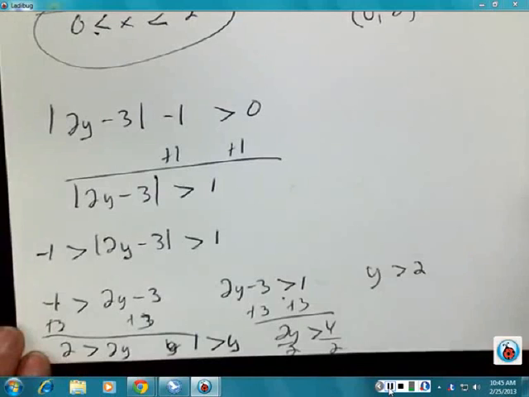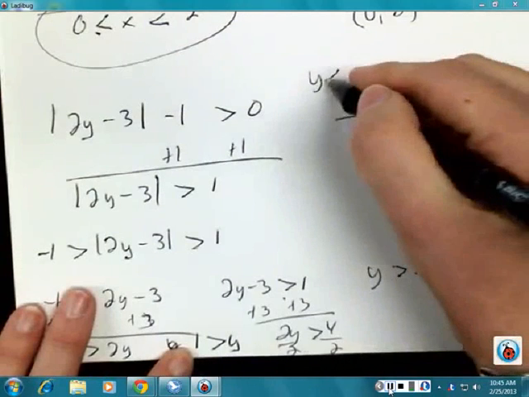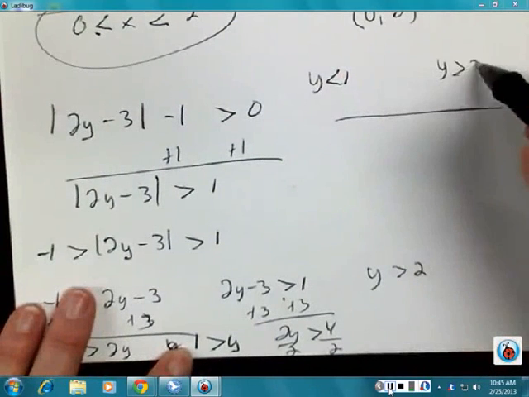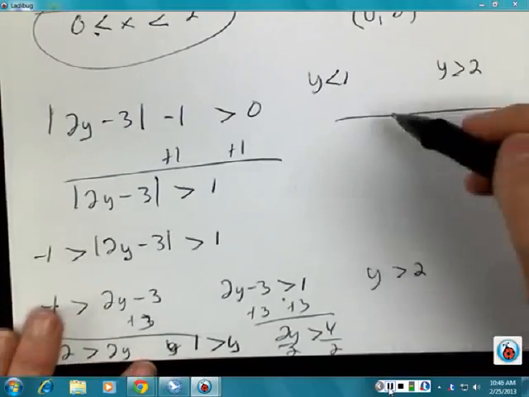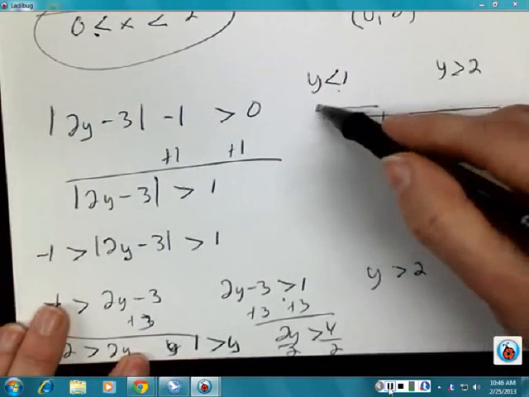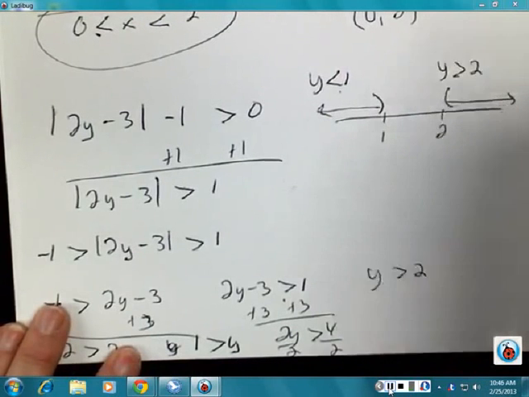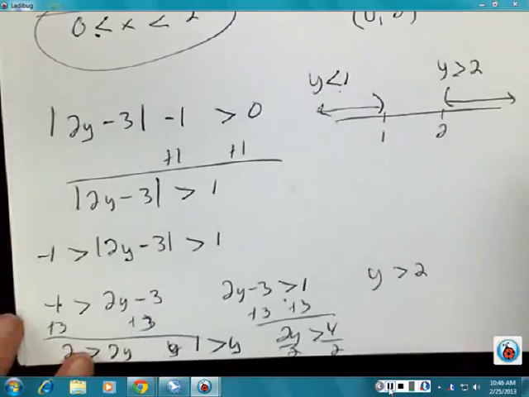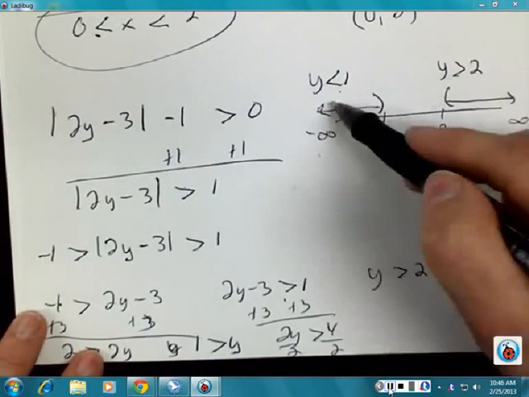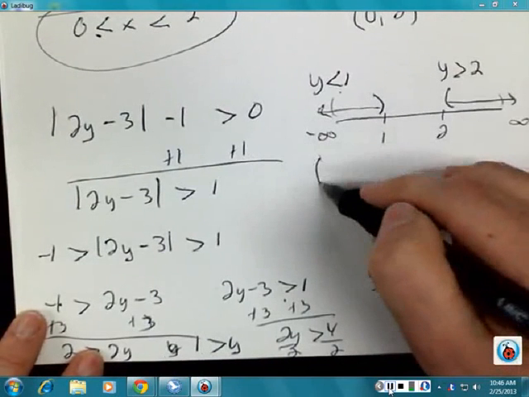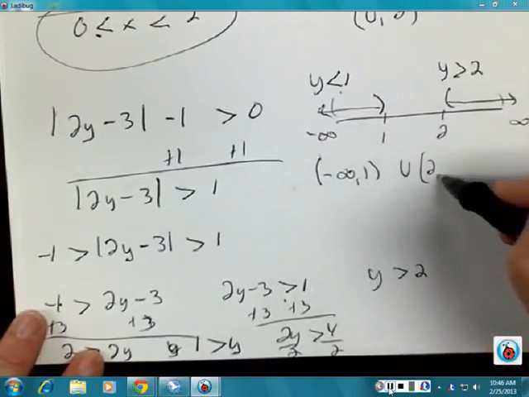What's my number line going to look like with this one though? I've got to do the opposite, so I'm going to take y is less than 1 and y is greater than 2. Because if I do my number line out, this one's heading this direction with a parenthesis. This one's heading this direction with a parenthesis. Are they going to be parentheses on the end too? Yes, because remember, whenever we go to infinities, negative or positive, it's always a parenthesis. So parenthesis, negative infinity to 1, unioned with parenthesis 2 to infinity.